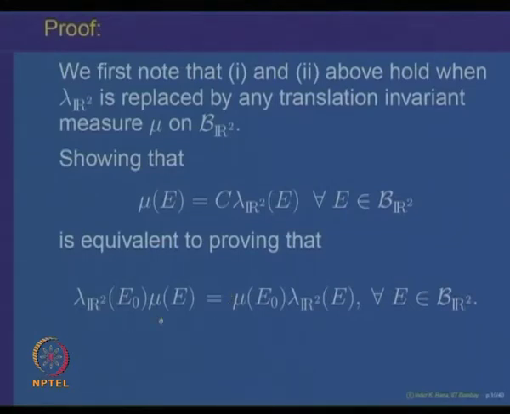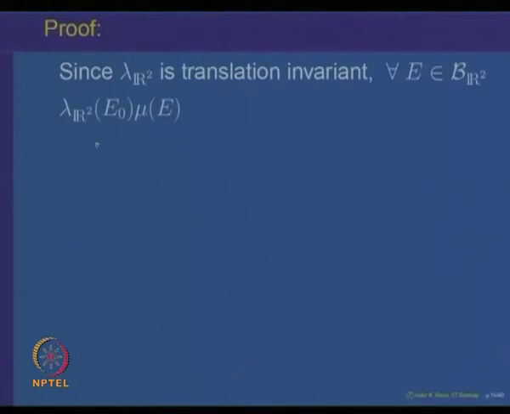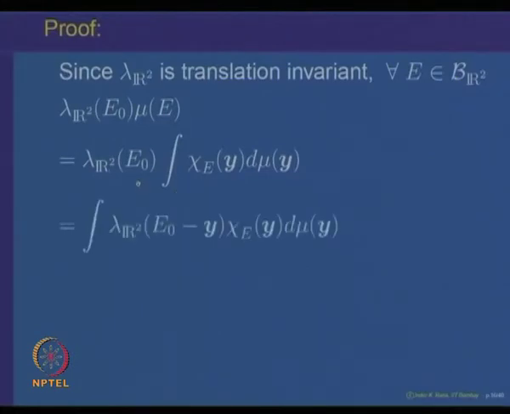So, let us take the left hand side. Lambda of E 0 times mu of E is equal to lambda of E 0 times the integral of the indicator function of E with respect to y, d mu y. Now, take this lambda R 2 inside and use the fact that it is translation invariant. So, lambda R 2 of E 0 is the same as lambda R 2 of E 0 minus y, and I put it under the integral sign. So, the required quantity is equal to the integral of the Lebesgue measure of E 0 minus y times the indicator function of E.